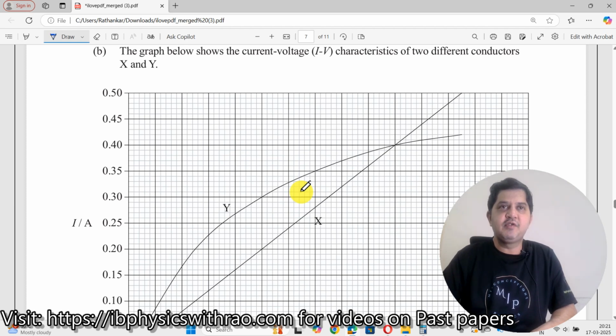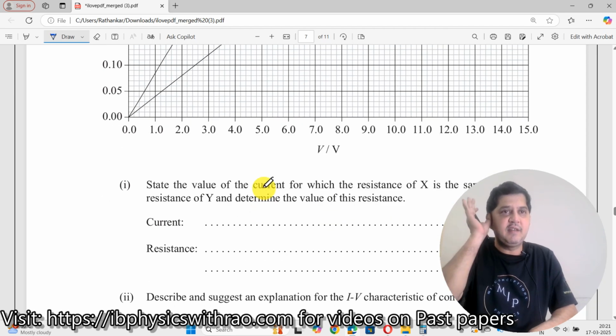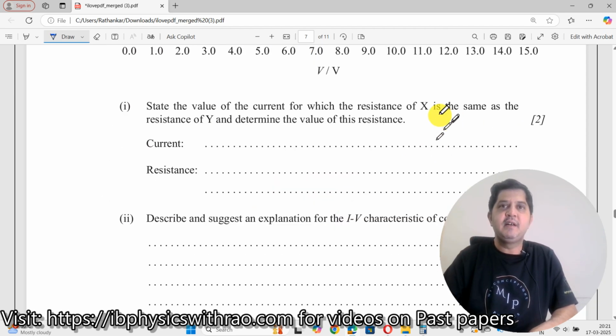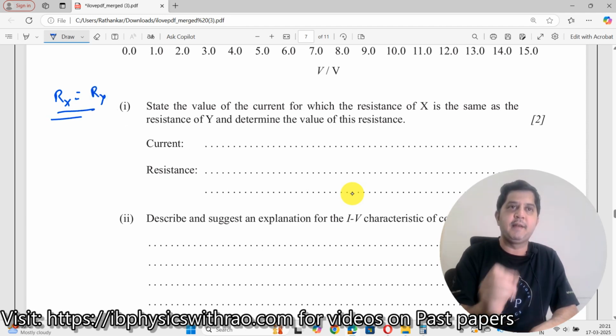The graph below shows the current voltage characteristics of two conductors X and Y. State the value of the current for which the resistance of X is the same as the resistance of Y and determine the value of the resistance. What is being asked? You have to find the value of current for which Rx is equal to Ry. That's what we need to find.